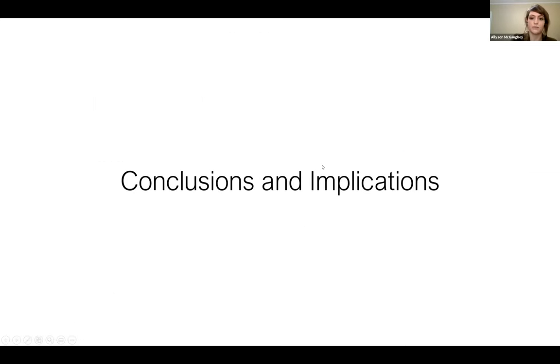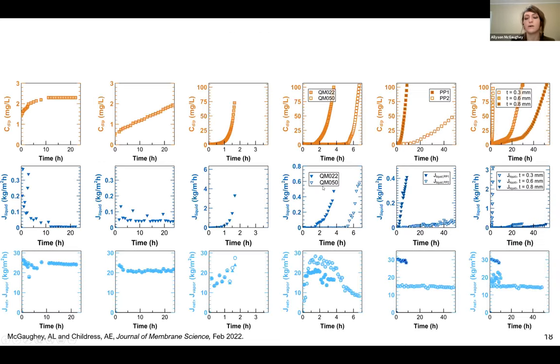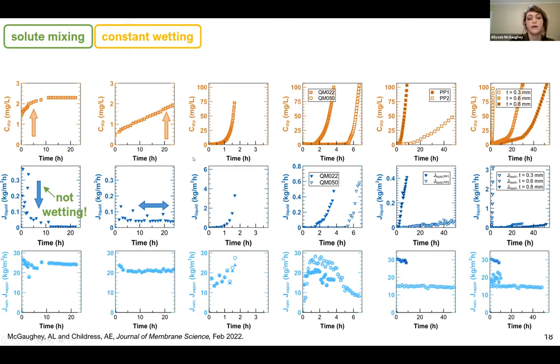So that brings me to my conclusions. So here I'm just showing all of the data that was used in this paper, including the polypropylene results that I didn't quite have time for today. But we saw increasing CDP, a decrease in liquid flux, especially at short operating times. And we attribute that to solute mixing, which is an experimental artifact that may be common in recirculating systems. We saw increasing CDP at constant liquid flux, and we call that constant wetting mode, which we showed in some cases may be tolerable.